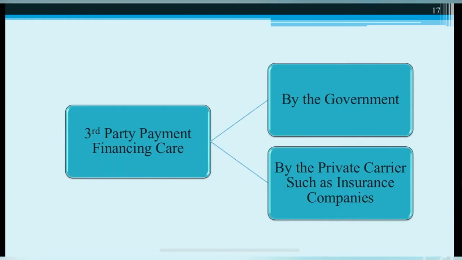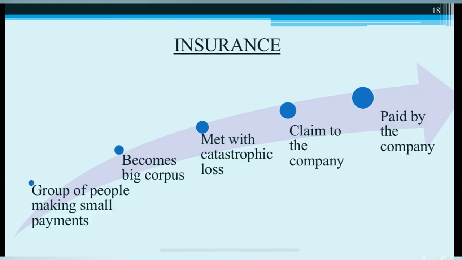Now talking about third party payment financing, it can be by the government or by a private carrier such as insurance companies. It is very easy to remember this. Like government colleges are there, and along with that private colleges are also there. So for third party payment financing, care can be done by the government or by private carriers such as insurance companies.